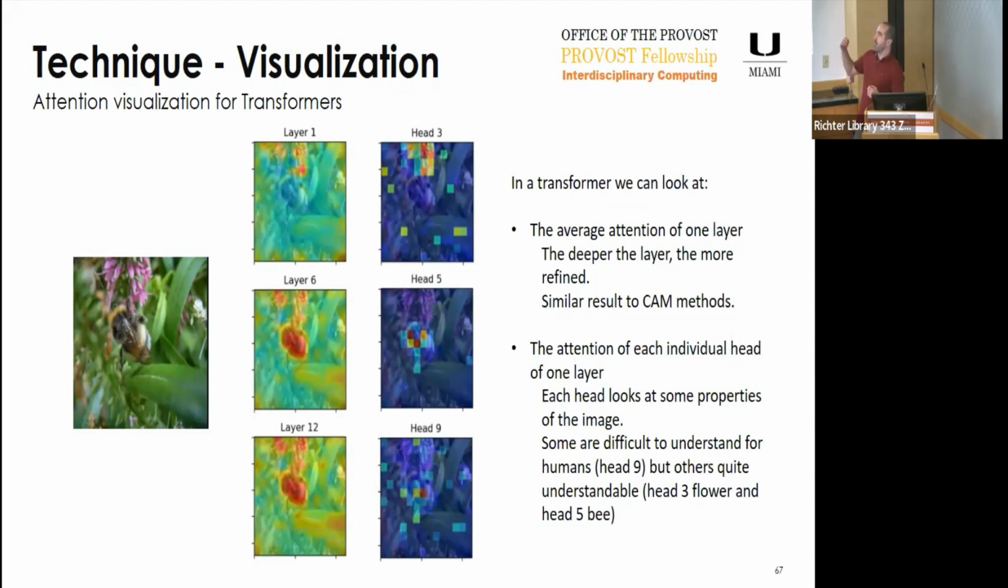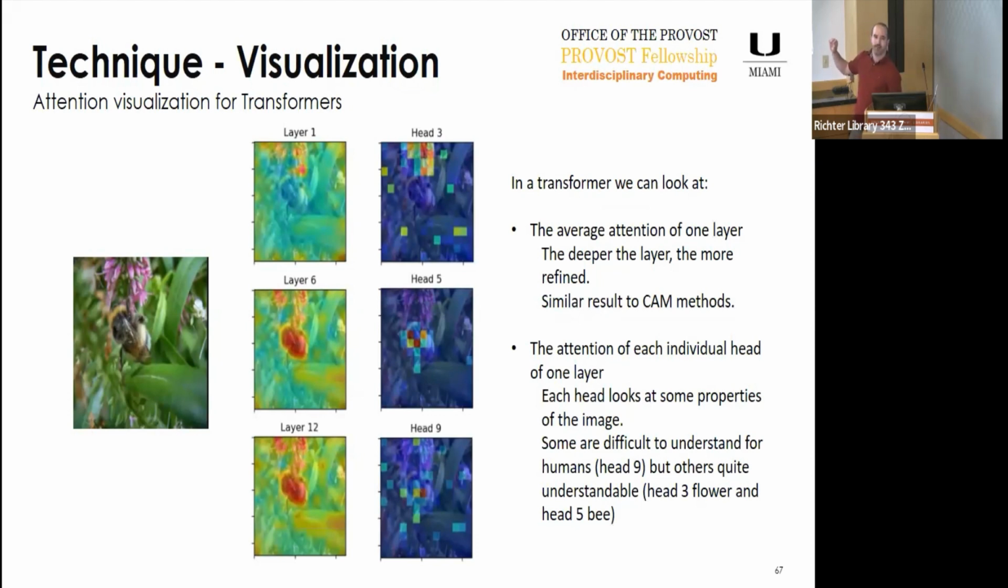We can look at the attention of each of the layers of the model, which gives us a similar result to the Grad-CAM method before, or we can look at the individual heads in each layer. Each of the heads is going to look at something different in the image. For instance, there we can have heads like the ninth one that we don't know what it is looking at, but some of them are quite focused.